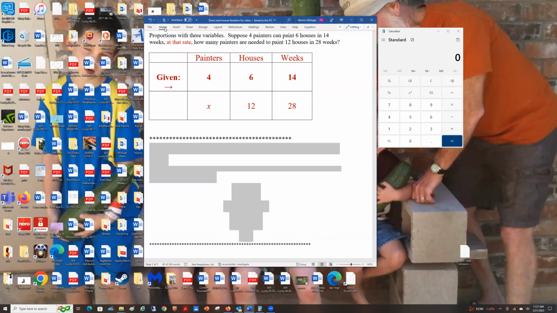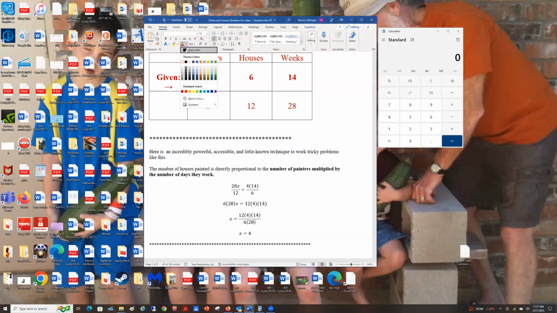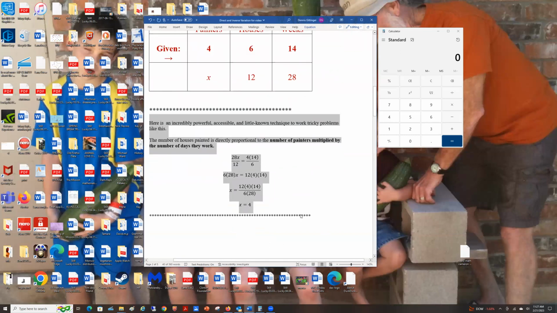Let's see how this looks. So I've done this ahead of time to save time. This is an incredibly powerful, accessible, and little known technique to work tricky problems like this. And here's why it's little known. For math majors and some others who are really good at this sort of thing, there is a rather complicated process that says, well, here is an equation. If something is directly proportional to something else and inversely proportional to something else, I made it so simple that you'll be amazed at how simple this actually is.